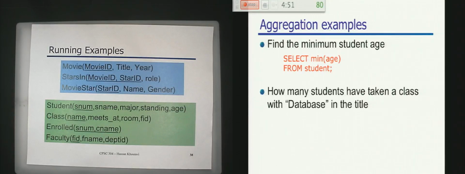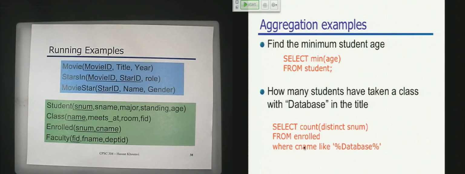Okay, which table do I need? Enrolled. Would I need distinct or not? I do. So, from enrolled, I'm looking for course names like database. So I want database to be in it. I don't want it to be called exactly database.